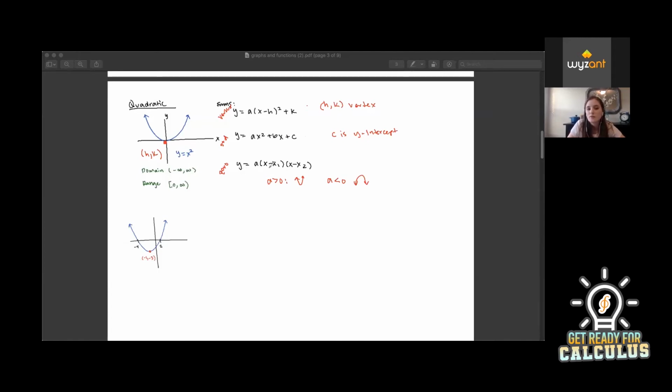For the zero form, it gives you your zeros. This one only has one zero at 0, but in other ones where they're shifted, like the one we're about to do, we'll see the x1 and x2 in it. So like here, your x1 would be -4 and your x2 would be 2, or you can flip them. It doesn't matter which order. So here we're going to say x1, x2 are zeros or roots.